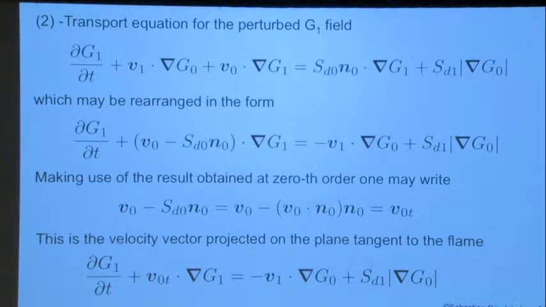And on this side, what you get is the fluctuations of velocities. So what you input as fluctuations will come in here like that. And the other term is SD1 times gradient of G0. So you get these two terms which drive the perturbations along the flame.